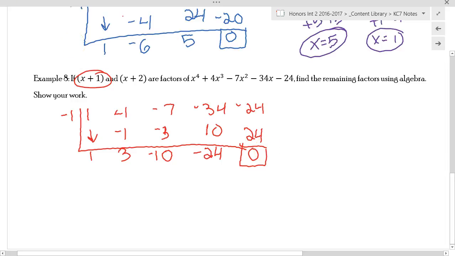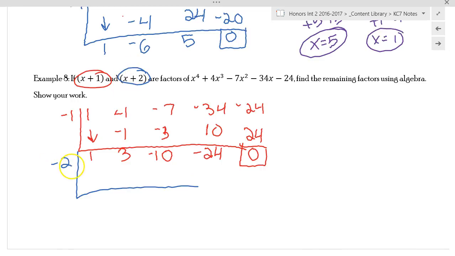Once I do that synthetic division, I'm going to just set up my next synthetic division, so I don't have to change anything, with negative 2. So 1, negative 2 times 1 is negative 2. You get negative 12 here. Negative 2 times negative 12 is positive 24. Negative 24 plus 24 is 0, which is good.